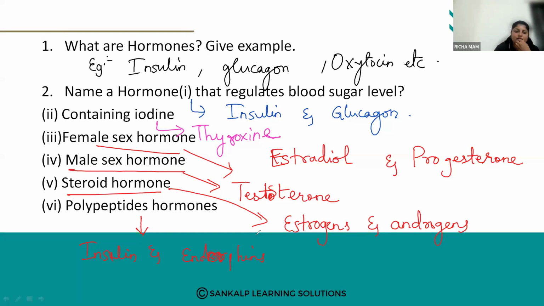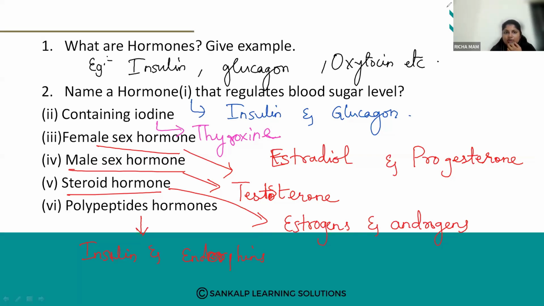So let us revise once more. Hormones are the proteins secreted in the endocrine glands and they enter directly into the blood. Examples: insulin, glucagon, oxytocin. Hormone that regulates blood sugar level: insulin, glucagon. Hormone containing iodine: thyroxine. Female sex hormones: estradiol and progesterone. Male sex hormone: testosterone. Steroid hormones: estrogens and androgens. Polypeptide hormones: insulin and endorphins. I hope you have got it.